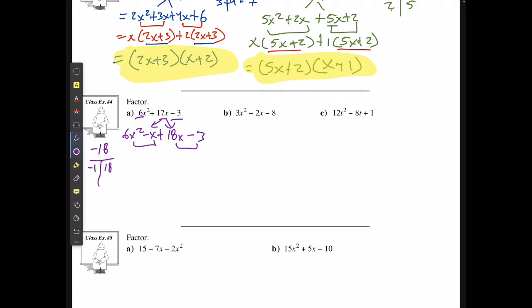Factor by grouping, and I'm going to say that I can pull an x out of the first set, and I'm left with 6x minus 1. In the second set, I can divide both of these by 3, and I'm left with 6x minus 1. What's inside my brackets is the same. This is going to give me 6x minus 1 and x plus 3.